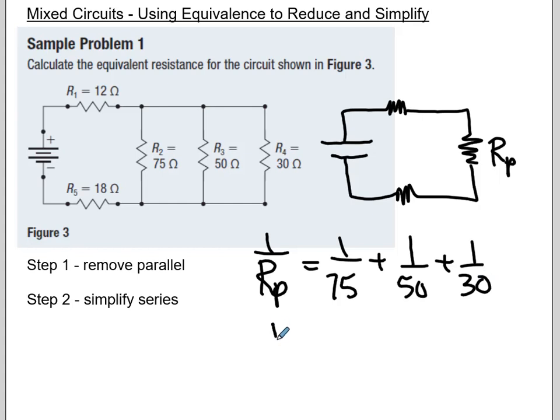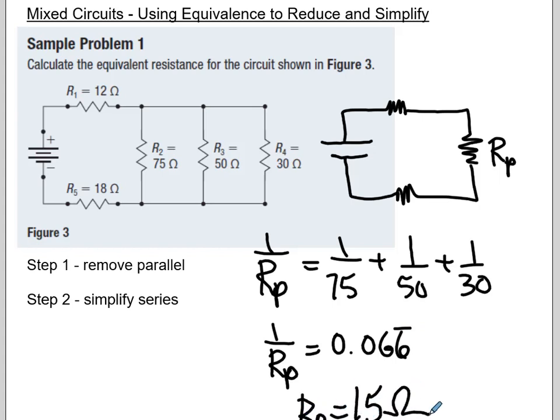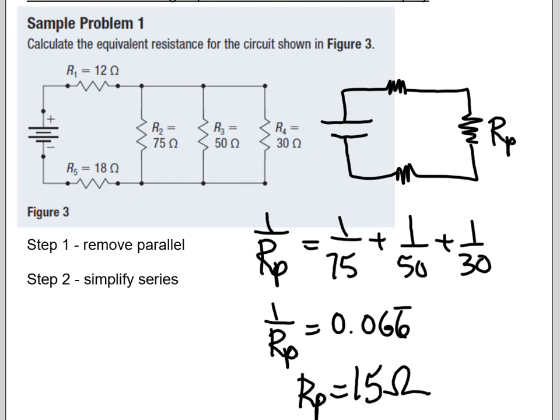Okay, and you would have 1 over RP equals 0.066 repeated. Okay, and again, if you don't lose your decimals and then you use your 1 over x button, you can get RP equals 15 ohms. Okay, again, you can try it on your calculator, try it with fractions, find a method that works for you. Okay, so now we have 12 ohms on the top, 15 ohms equivalent for the parallel, and 18 ohms for the bottom circuit.